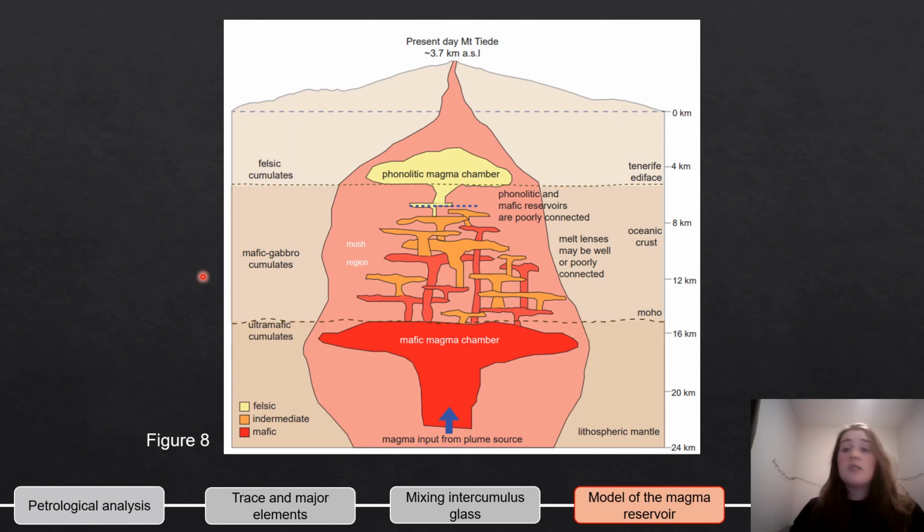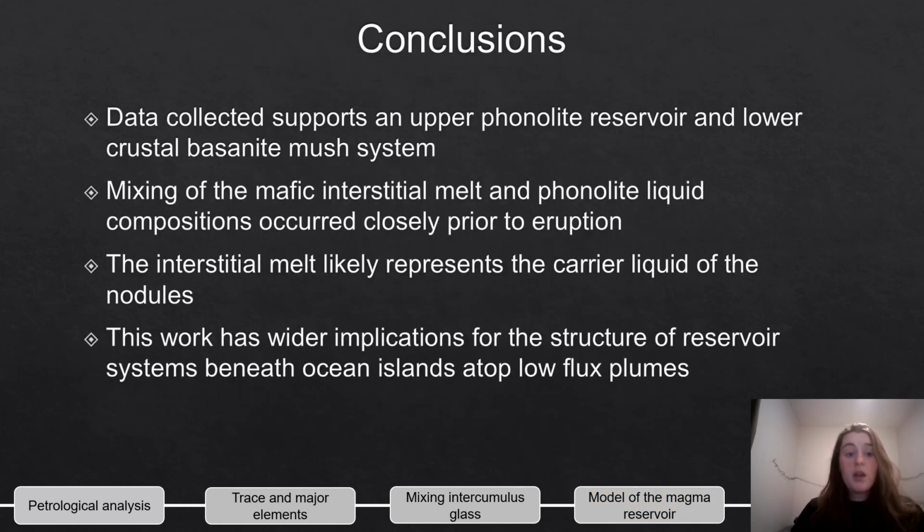As the interstitial melt doesn't concur with the three domains suggested by the cumulate petrology, it likely represents the carrier liquid of the nodules and may be mixed and hybridized with other compositions encountered throughout the mush system as it was disaggregated. So, to conclude, the data supports an upper phonolite reservoir and a lower crustal basanite mush system, with the mixing of these reservoirs occurring closely prior to the eruption, as seen in the intercumulus glass. The interstitial melt likely represents the carrier liquid of the nodules and may be mixed and hybridized with other compositions encountered, as the mush disaggregated.